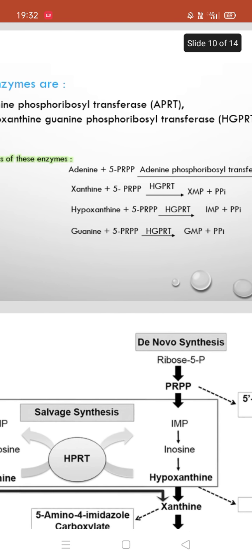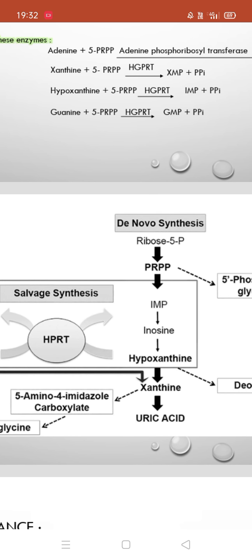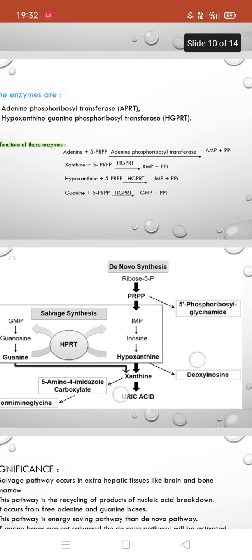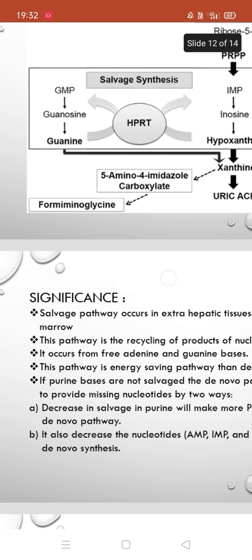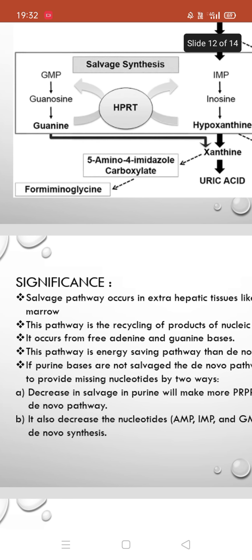This is the new synthesis of purines by the salvage pathway, in short. This is the structure of the salvage pathway and its significance is as follows. Salvage pathway occurs in extrahepatic tissue like brain and bone marrow. This pathway is a recycling of products of nucleic acid breakdown. It occurs from preformed adenine and guanine bases. This pathway is an energy saving pathway.